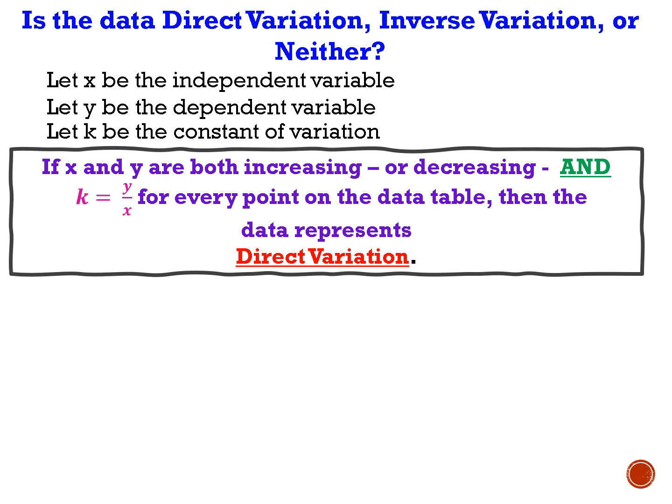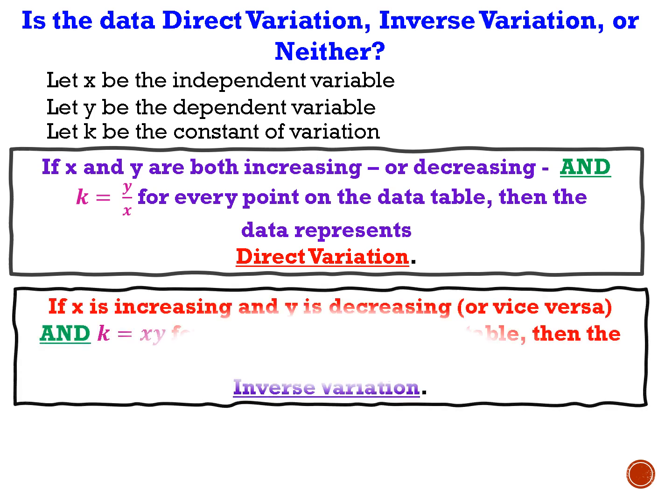So if we see they're both increasing, or they're both decreasing, then we're going to perform this little test where it says K equals Y over X. We're going to take each Y, put it over its respective X, and find out what the simplified value is. If that produces the same value, which is our K, for every point on the data table, then we're going to say that this represents direct variation.